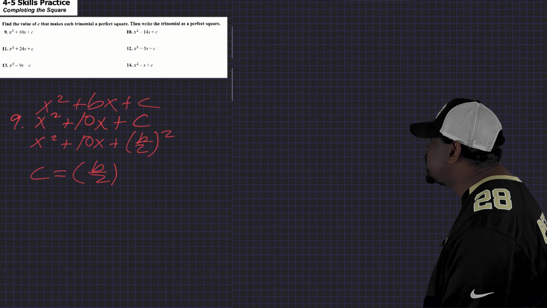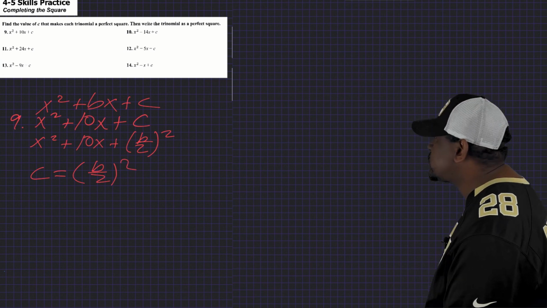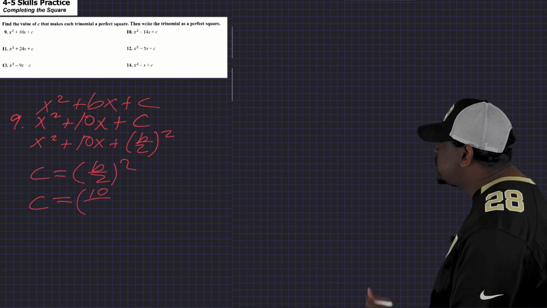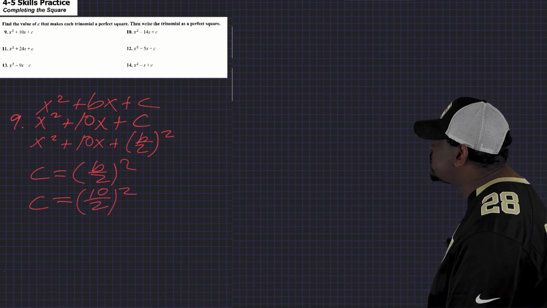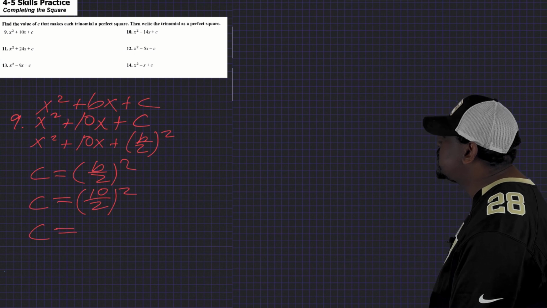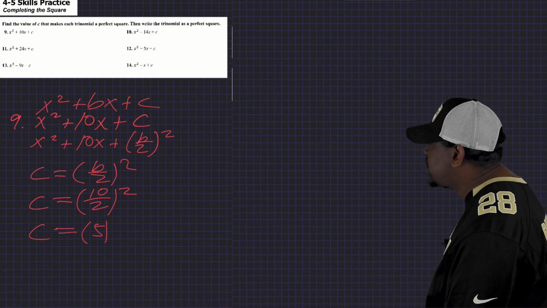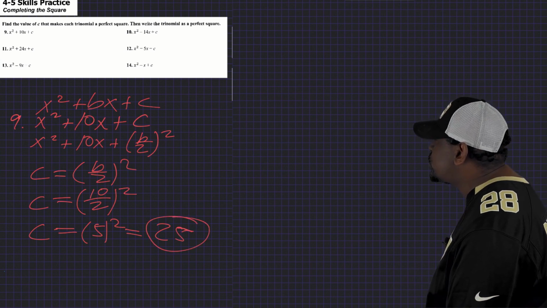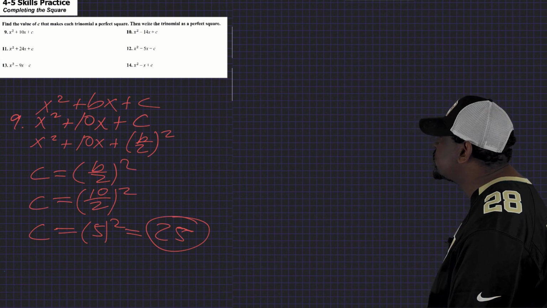We pull out b. b in this problem will be equal to what? What do you think b is? Well, if you compare x squared plus bx plus c and x squared plus 10x, you will see that b is 10. And so we substitute 10 into the equation. We have 10 over 2 squared. 10 over 2 is 5. 5 squared is 25. And so c in this problem will be 25.